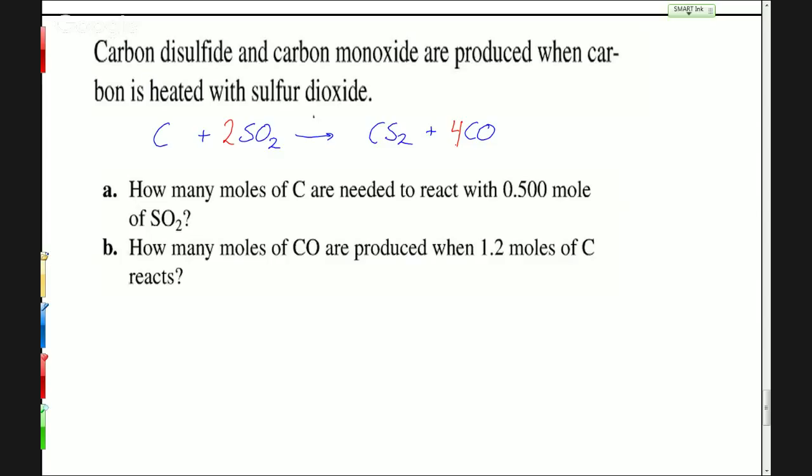Got to make sure to add them all up from both compounds. So 4 from the CO and 1 from the CS2. So that means we need 5 over here. Now that's balanced. Okay, now that we've got the balanced equation, see if you can answer those 2 questions.